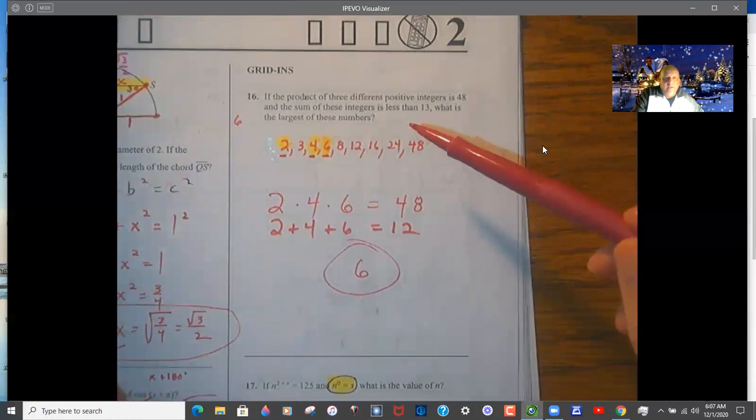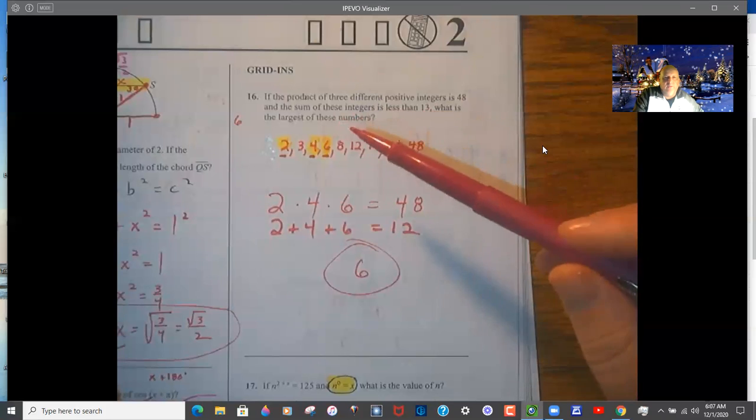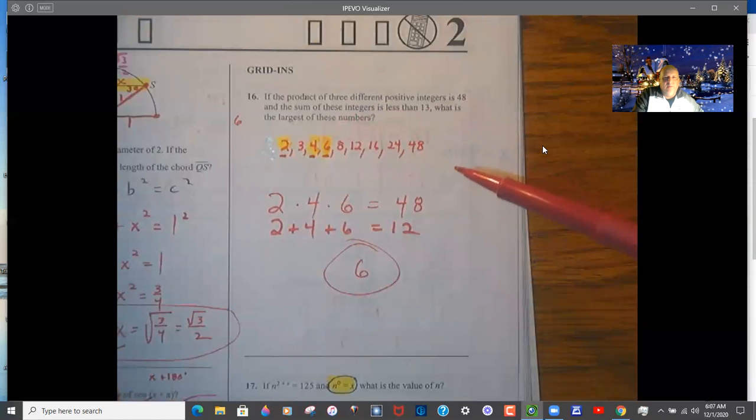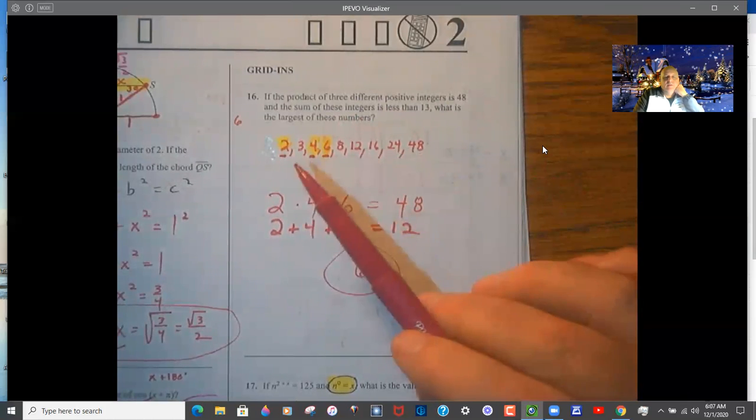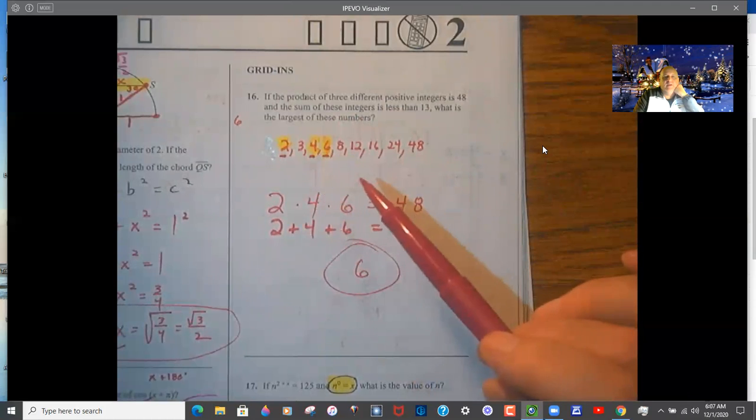So here you want to write down the product of 3 different positive integers is 48, and the sum of these integers is less than 13. What is the largest of these numbers? So I just wrote down numbers that go into 48. That's what you need to look at. And so these are all the numbers. And so 3 of them should multiply to 48. That was my reasoning in writing these down.